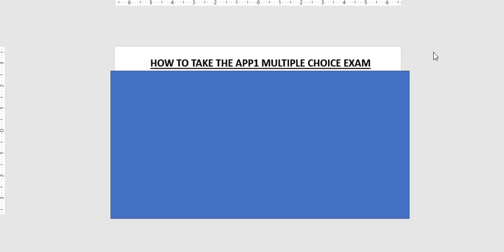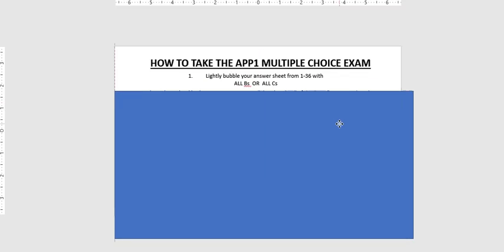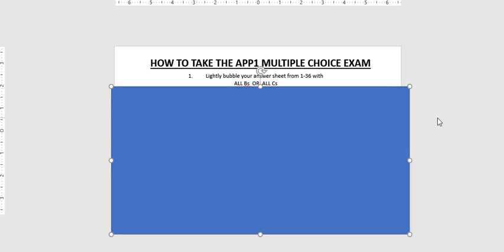So in order to have multiple choice 3 completed, I know a lot of you know this, but I want to go over it one more time because it's a silly reason not to do well on this test. How to take the AP multiple choice exam, multiple choice part. Okay, first thing you do, lightly bubble your answer sheet from 1 to 36 with all B's or all C's.